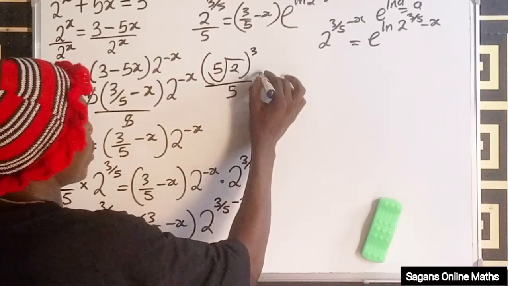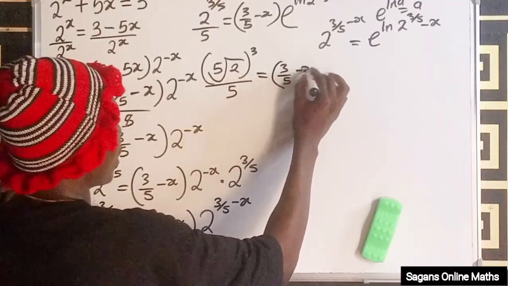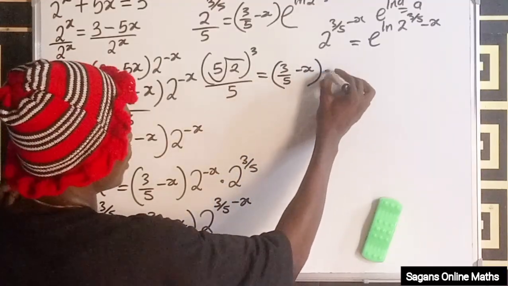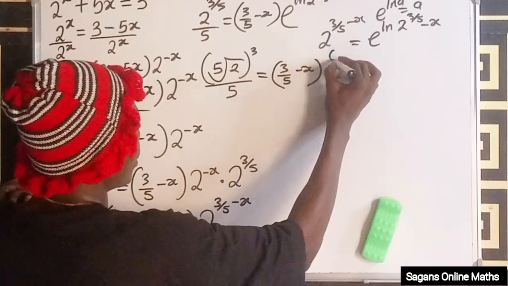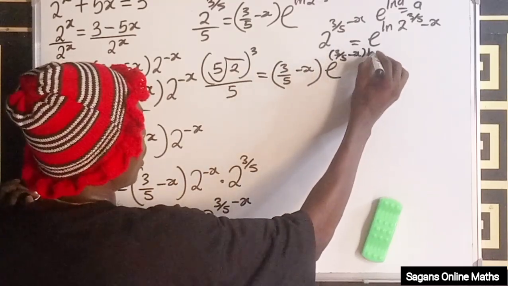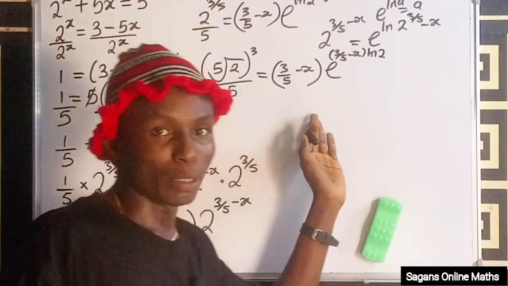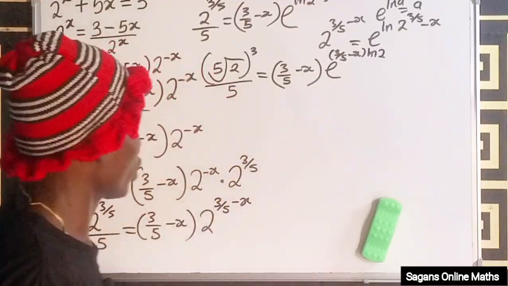Okay, is equal to what? Into 3 divided by 5 minus x, then multiply by e raised to the power of what, into 3 over 5 minus x, then ln 2. Wow, this is fantastic, right? By obeying the properties of logarithm.